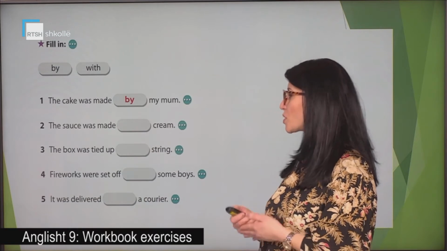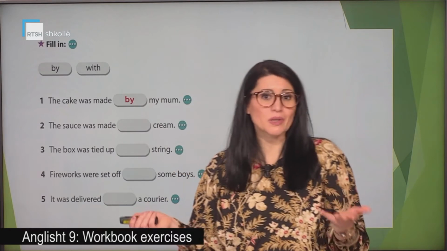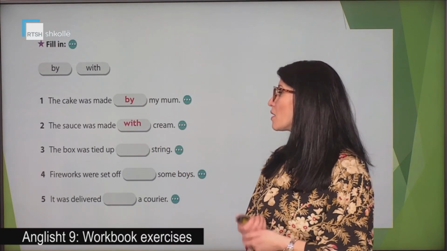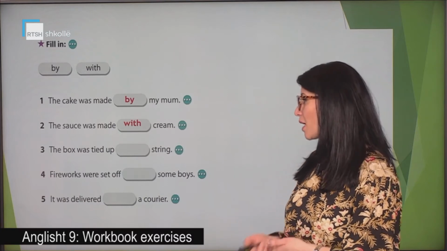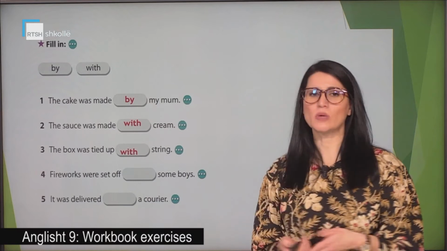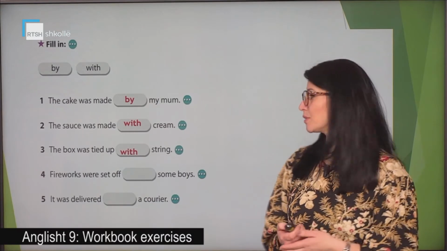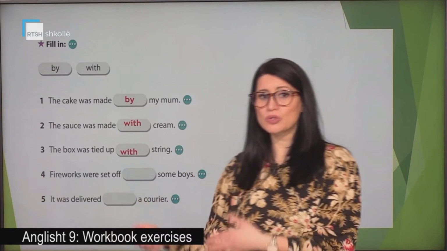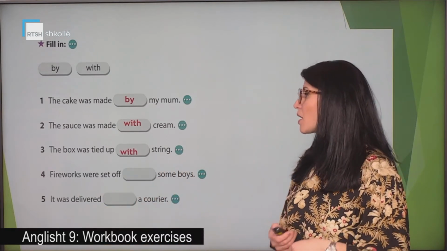The sauce was made with cream. We've got a material or an ingredient here, so with ingredients we use with. The box was tied up with string. So what is the correct word here? Of course it is with, because string is a material. It is what materials the agent used to carry out the action.